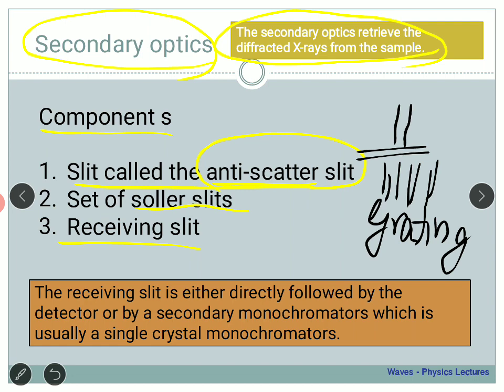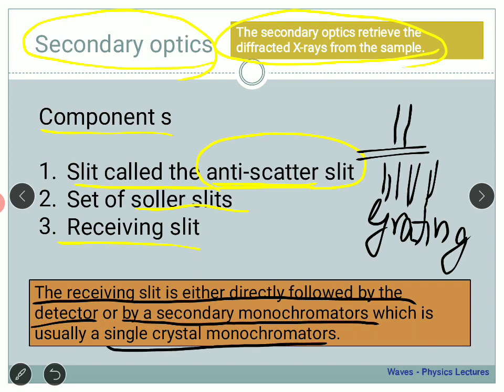Okay, so the receiving slit which we have is either directly followed by a detector, so you can get the signal incident on the detector immediately after it crosses the receiving slit, or it might be followed by a secondary monochromator to again filter out the unwanted signals. And that secondary monochromator can again be a single crystal monochromator.